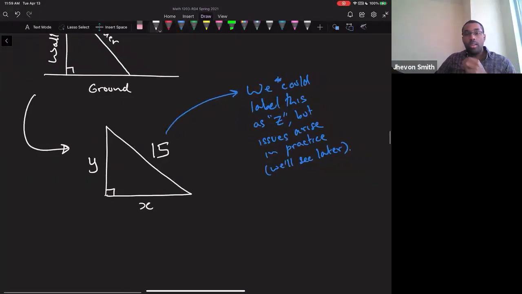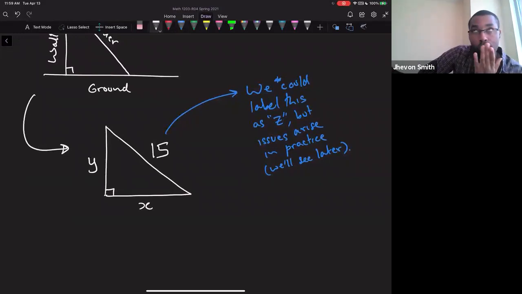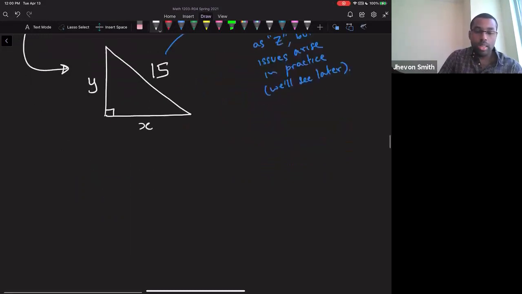Okay. So while it's technically not wrong to call it Z, I would definitely recommend don't label anything a variable that's not changing. The length of the ladder is not changing. Don't call it Z. It's not moving. It's 15. It will always be 15. At the end of the problem, it's going to be 15. The beginning of the problem is 15. All the way through the problem, it's 15. Label it 15. Okay. So now that is our diagram.